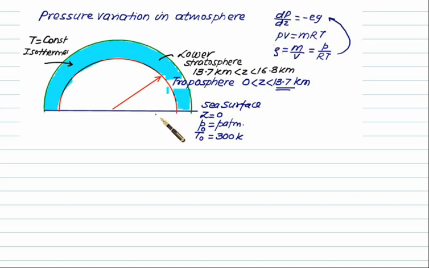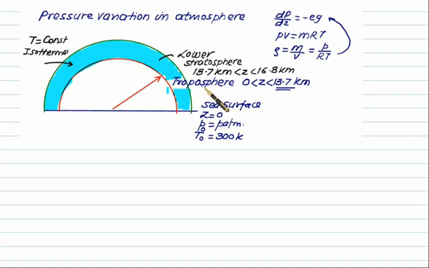So we have a sea surface here, and a number of spheres above the Earth's surface. We have the troposphere here, with height 0 to 13.7 kilometers. Then we have the stratosphere. This is the lower stratosphere, whose height ranges from 13.7 to 16.8. Just remember that in the stratosphere the temperature remains constant, and in the troposphere there is a linear variation of temperature.